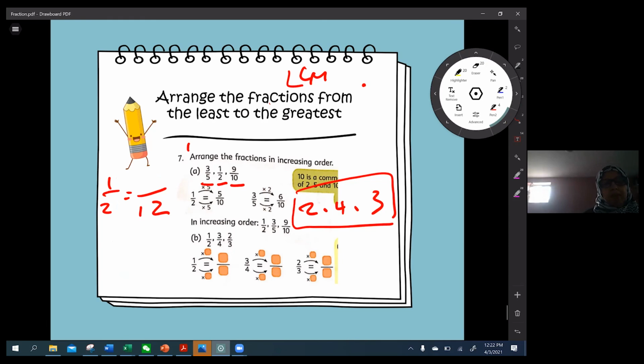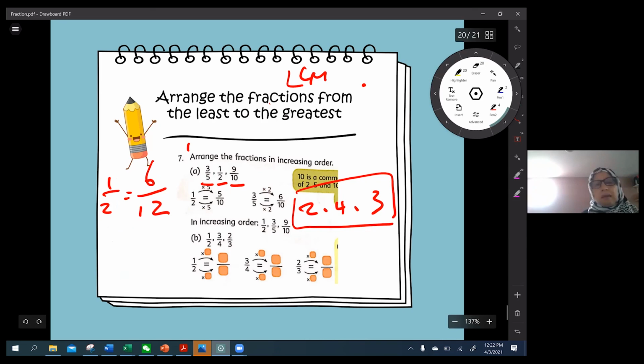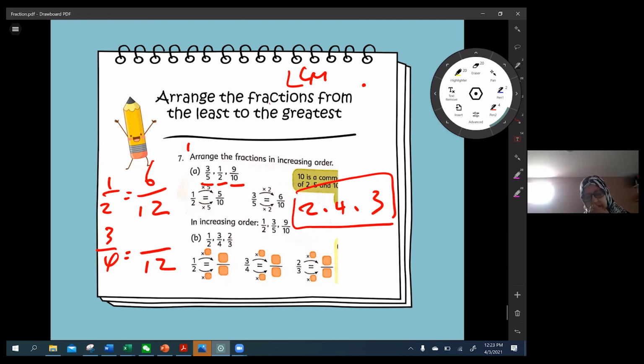So 1 times 6, and the next one is 2 times 6 equals 12. Okay, now 4 times what equals 12? 3. So the numerator would be 3 times 3, which is 9. Yes, Glenna, thank you.